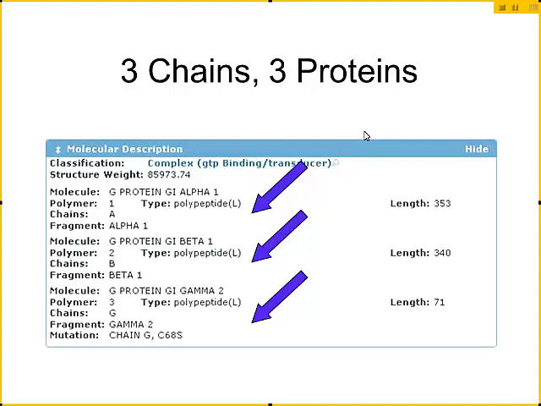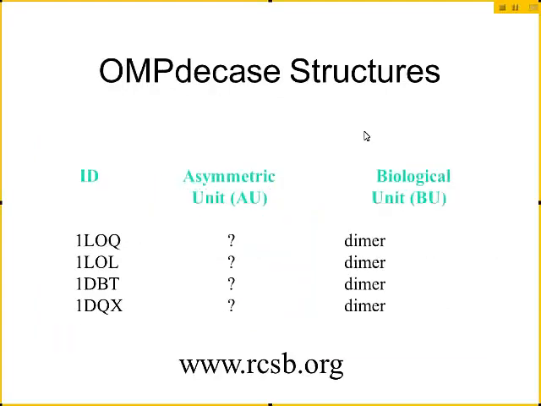Most of the time, it's easy to figure out why they named it that. Sometimes it's not. But the chain is just sort of random. Now, what I want you to do is pull up these 4 PDB files, and just look at how many chains are in there. You're going to tell me how many chains are in the asymmetric unit. Now, these are all aromatic amino acid decarboxylase structures. I'm going to tell you now that the biological unit is always a dimer in these 4 cases.